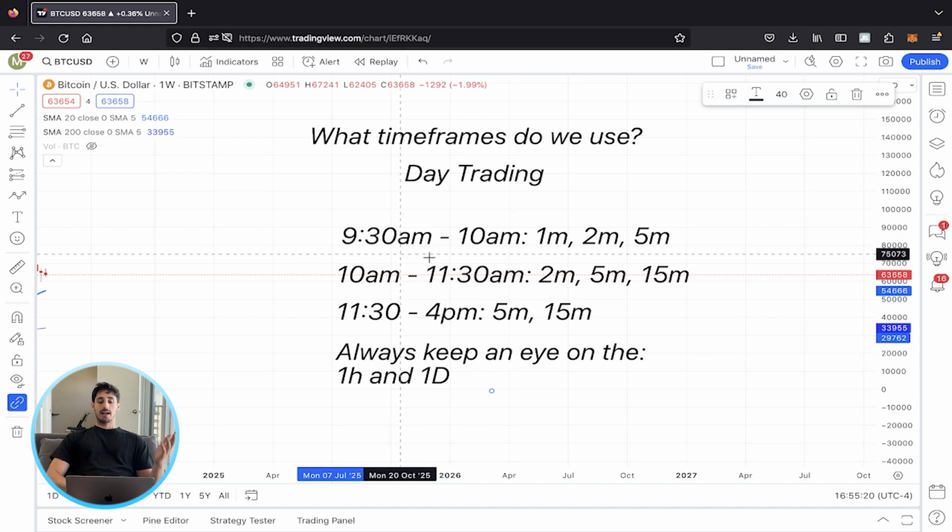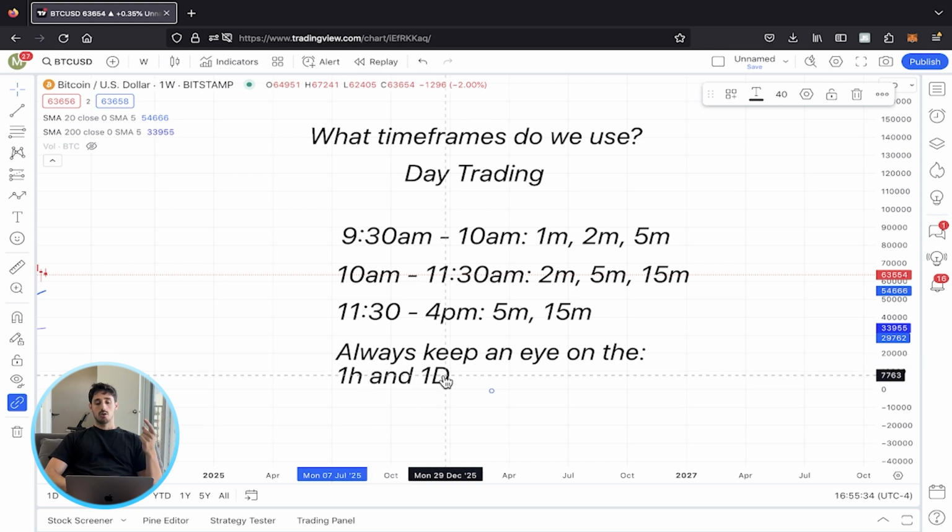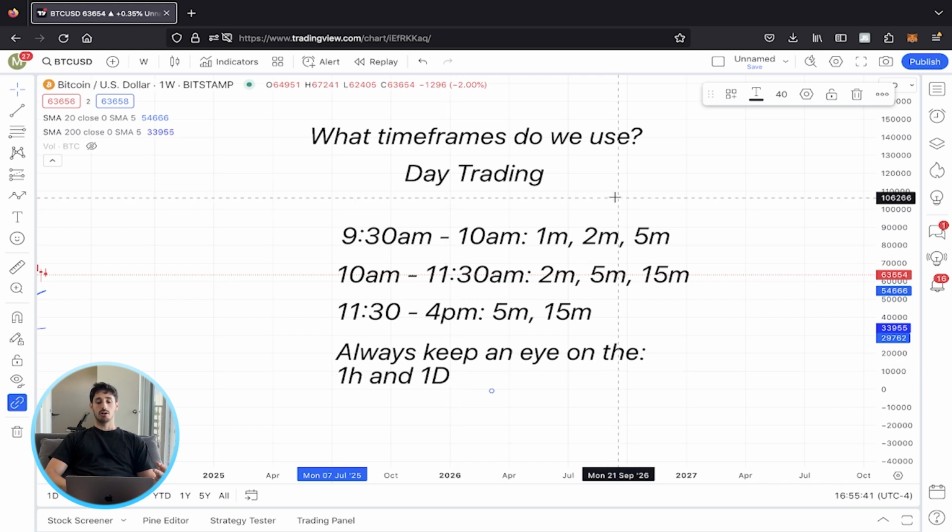So let's say it's 9:40 a.m. You found a trade off of the 2-minute chart. You should always, before taking that trade, understand what price is doing on the larger perspective. So you're going to look at the hourly chart or the daily chart, right? And if you have no alignment, and there's nothing interesting happening on the hourly or daily chart, you should probably pass on the trade that's occurring on the 2-minute chart. Okay, hopefully that makes sense.